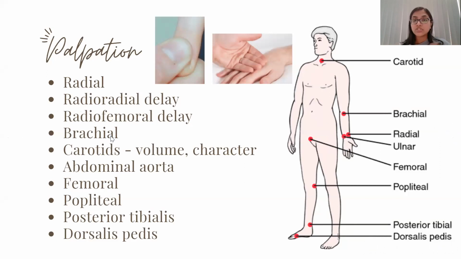So all of these pulses should be checked on both sides. You want to comment on the carotid pulses as well. Do they have a good volume? And I'll show you how to check for the abdominal aorta on the next slide.